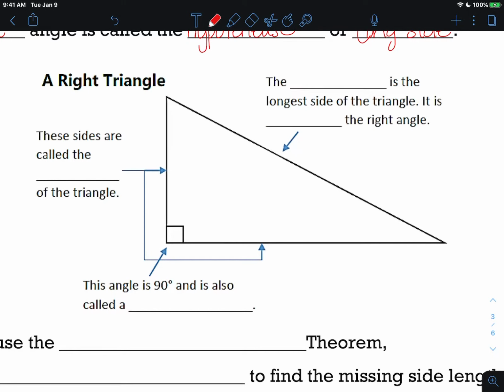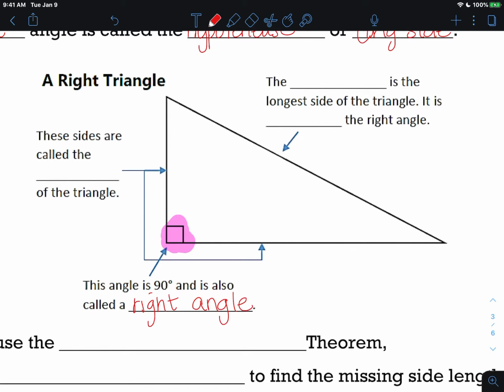So first thing, I always look for my right angle. That's this guy. How do I know? This box means right angle. So anytime I see that box, I should automatically assume that this is a right angle, 90 degrees.